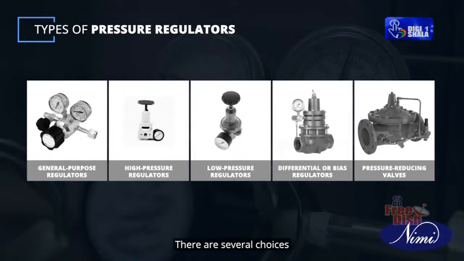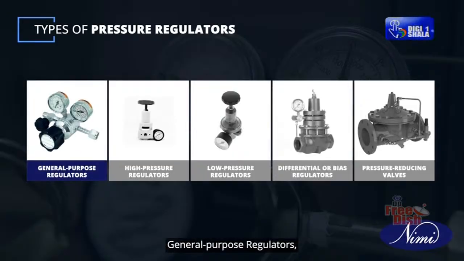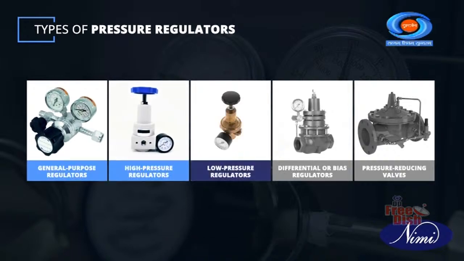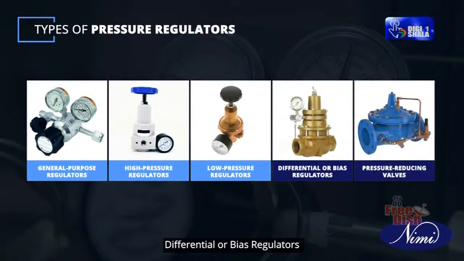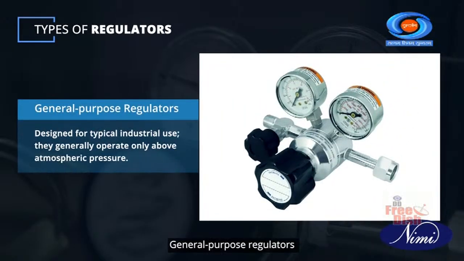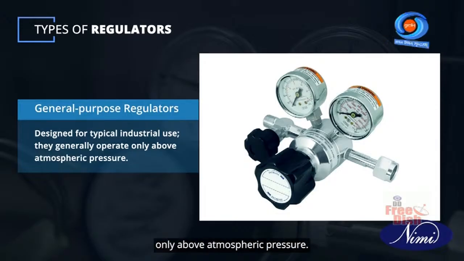There are several choices for pressure regulator, and the various types of regulators are general purpose regulators, high pressure regulators, low pressure regulators, differential or bias regulators, and pressure reducing valves. General purpose regulators are designed for typical industrial use. They generally operate only above atmospheric pressure.